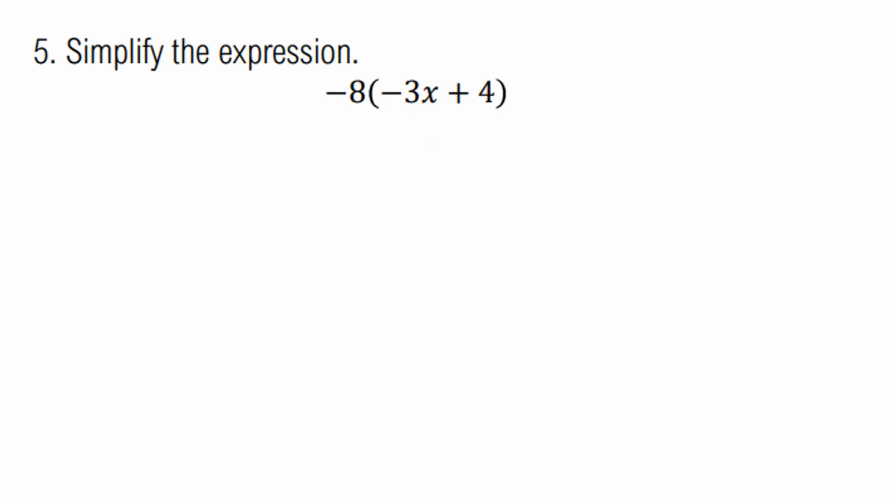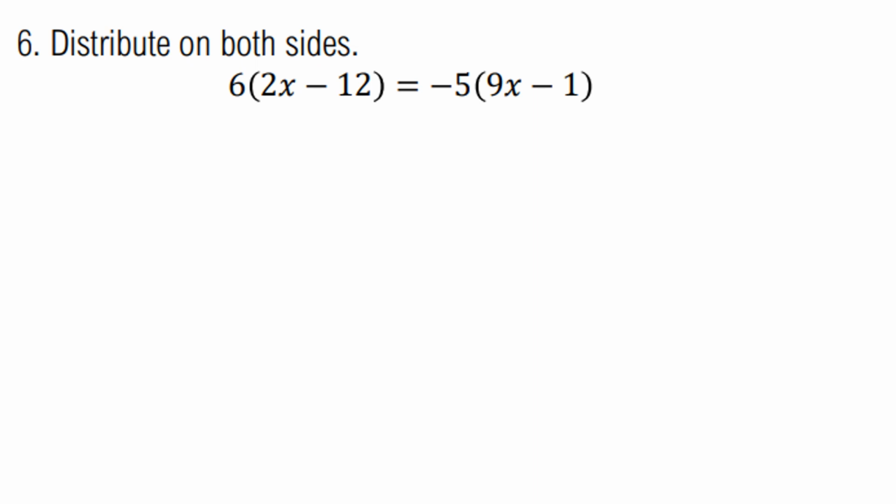Number 5, simplify the expression negative 8 in parentheses negative 3x plus 4. We start by distributing our negative 8 to both numbers in the parentheses. Negative 8 and negative 3, two negatives give us a positive 24x. Negative 8 and 4 give us a negative 32.